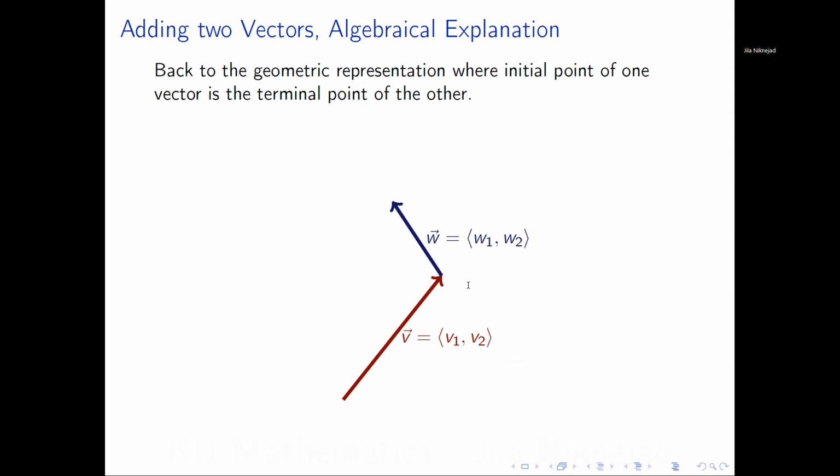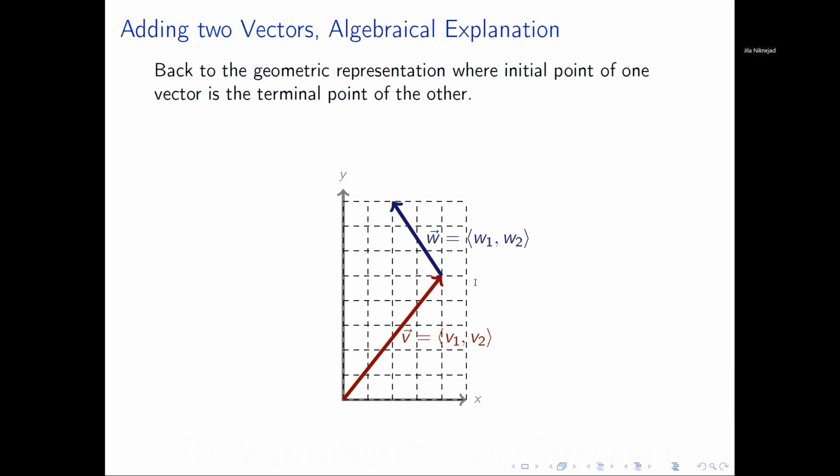I like the geometric representation, but I want to have an algebraic way of adding two vectors. So let's put it on the xy plane axis. Now consider the vector v and components v1 and v2. Here's v1, here's v2.